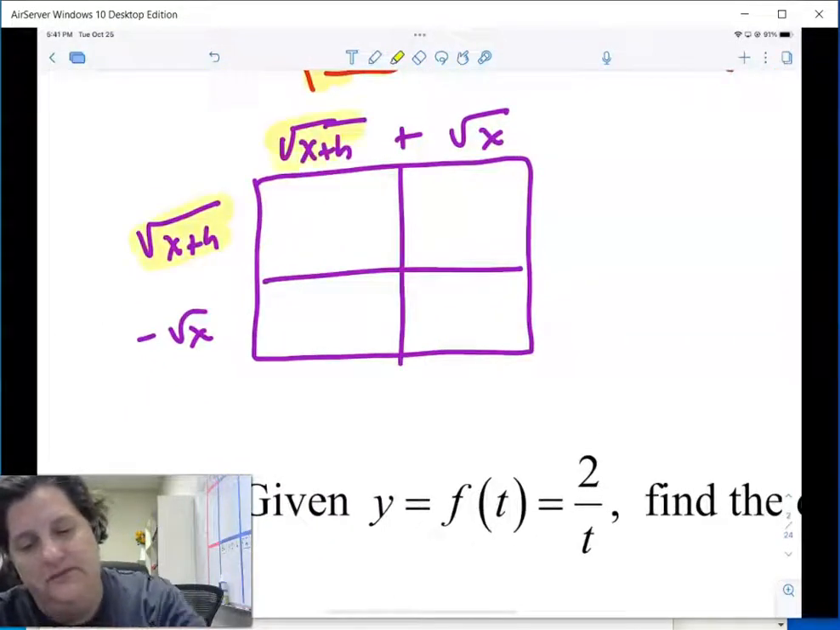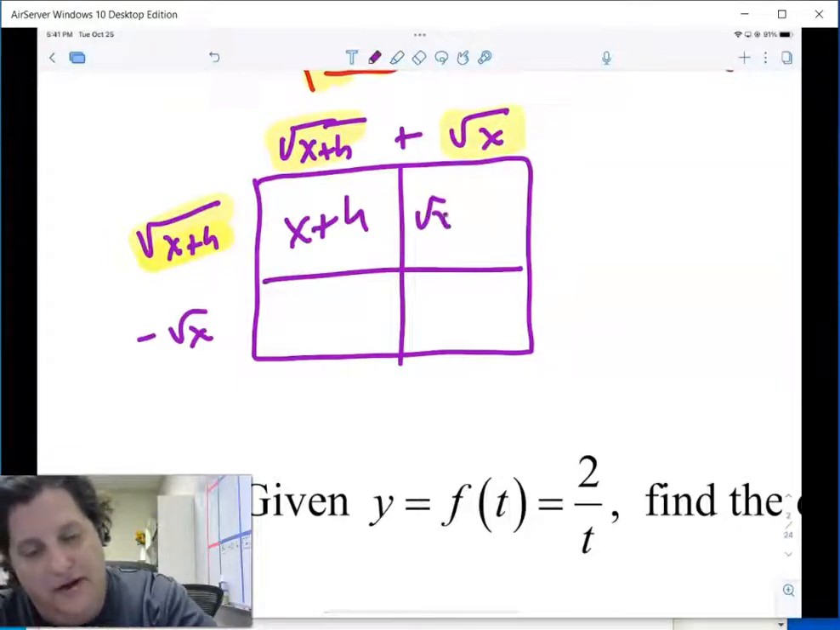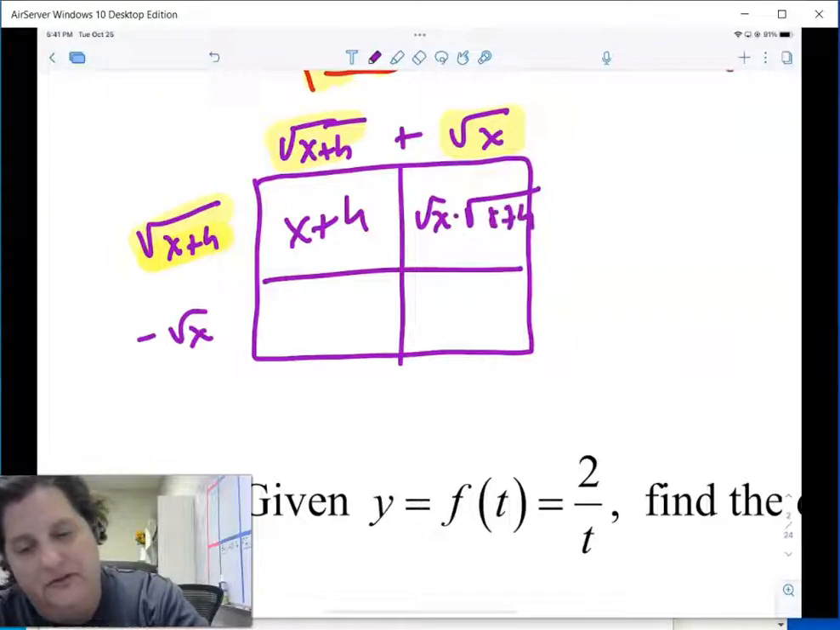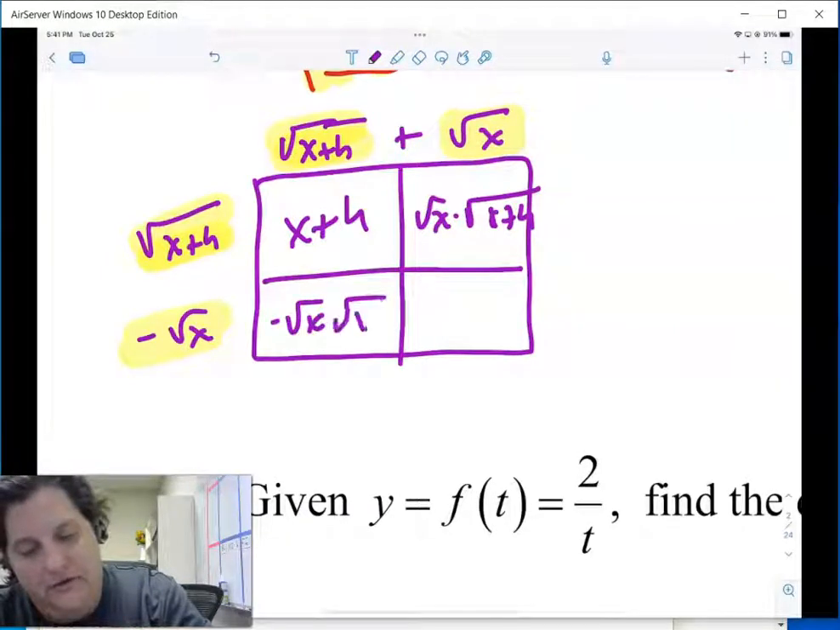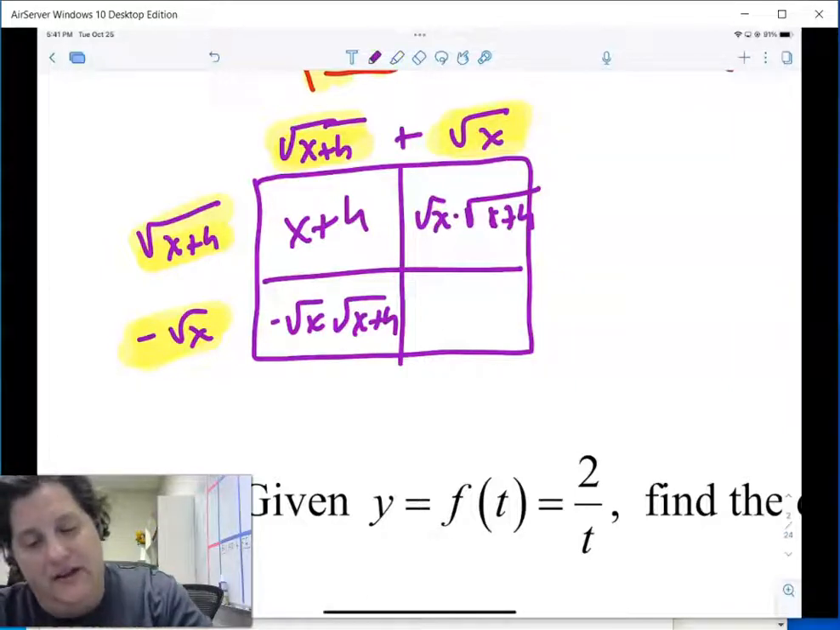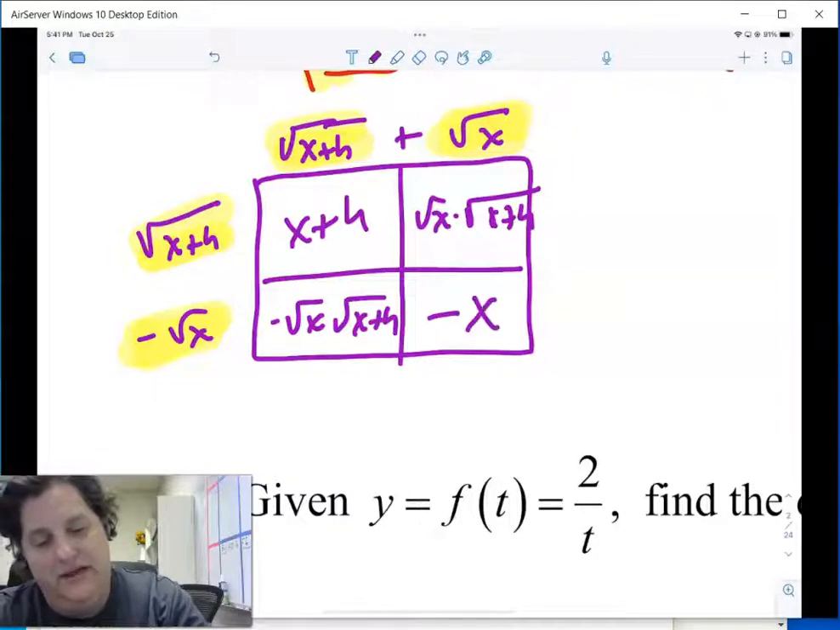A square root times itself, that's just x plus h. A square root times another square root, well, let's just write square root x plus h. That's fine. A negative square root times that is a negative square root of x plus h. And then that times that. Okay, a negative times a positive is a negative. And square root x times square root x is x.